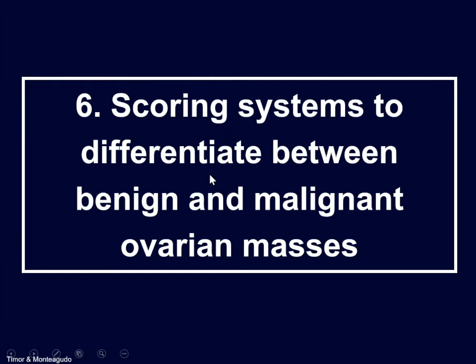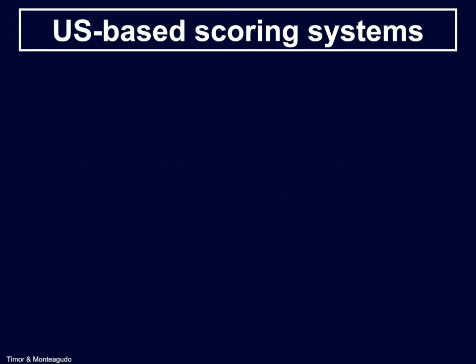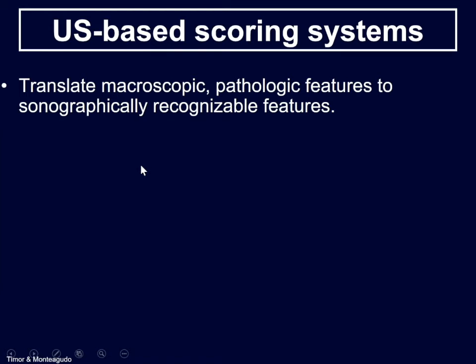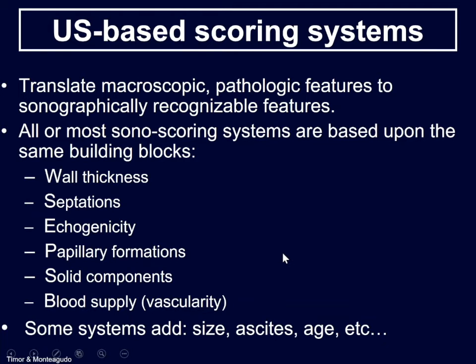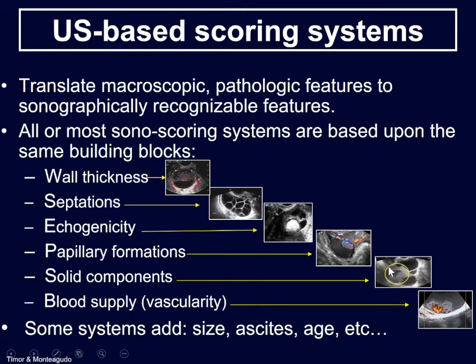Let's talk a little bit about scoring systems to differentiate between benign and malignant ovarian masses. There are ultrasound-based scoring systems. They all translate macroscopic pathologic features to sonographically recognizable features. All sonographic-based scoring systems are looking at the same building blocks: wall thickness, septation, echogenicity, papillae, solid components, and blood supply. Some systems add size, ascites, and patient age. We have talked about all of these, and you can just note that these form the base of all scoring systems.